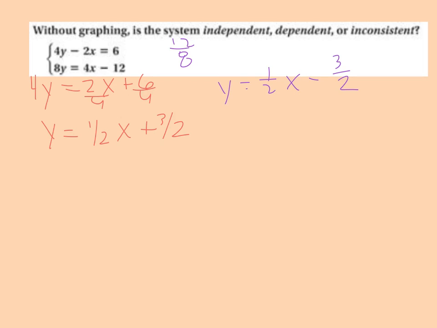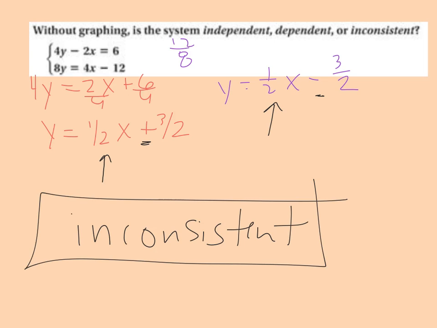Now when you're looking at these, there's a couple of things. First, you want to see if they're the exact same equation. Well, they're not the exact same equation because one is a plus and the other is a minus. So they're not going to be dependent. Then you want to see, are the slopes the same? If the slopes are the same, that means they're going to be parallel. So these two lines are actually parallel, which means they're going to be inconsistent. They will never ever cross.